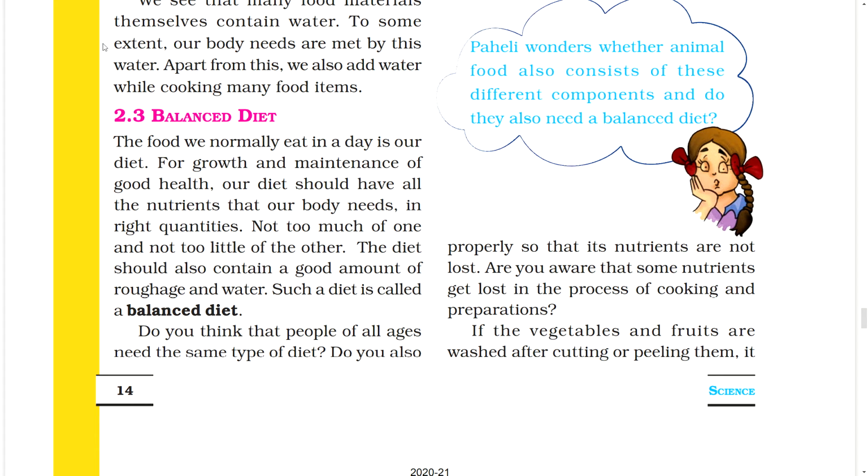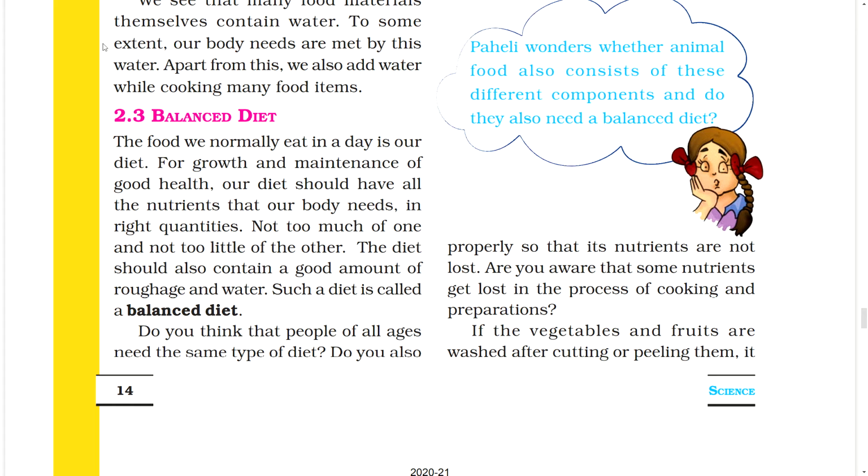2.3 Balanced diet. The food we normally eat in a day is our diet for growth and maintenance of good health. Our diet should have all the nutrients that our body needs in right quantities, not too much of one and not too little of the other. The diet should also contain a good amount of roughage and water. Such a diet is called a balanced diet.